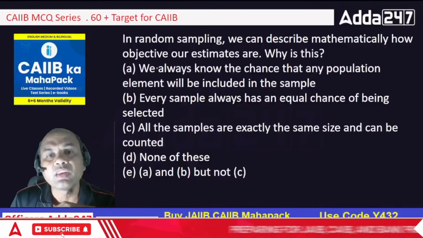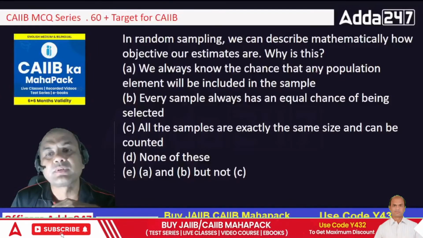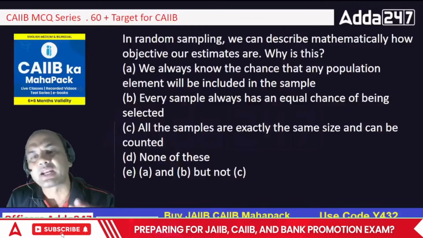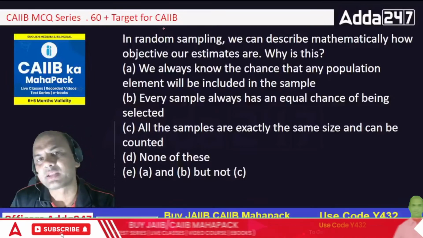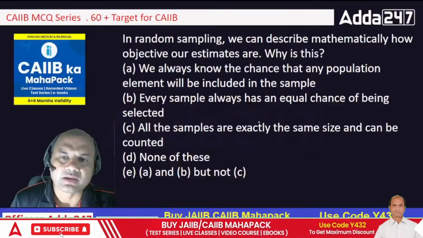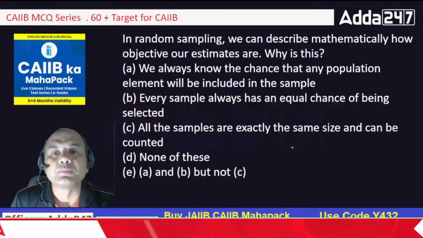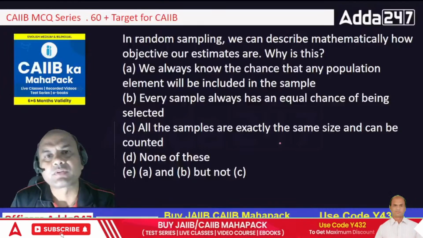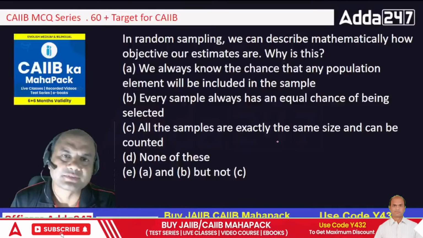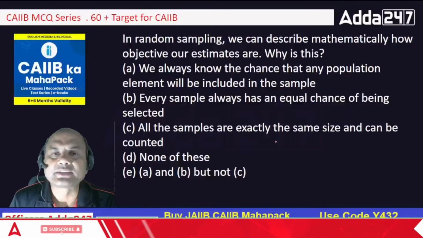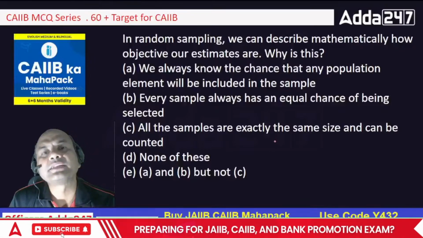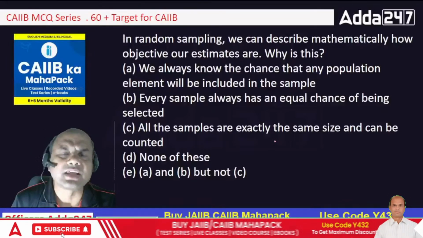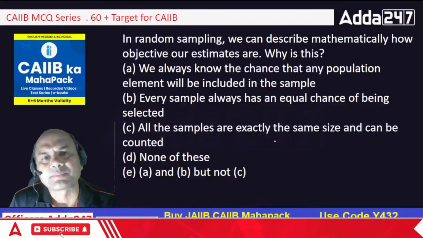We always know that the chance of any population element being included in the sample. What do you mean by simple random sampling? If I have, let's say, 100 people in the room and I have to select 10 out of them, what will I do in simple random sampling? I just close my eyes, start moving in the room and select anyone. Anyone means any 10 people, up to my wish.